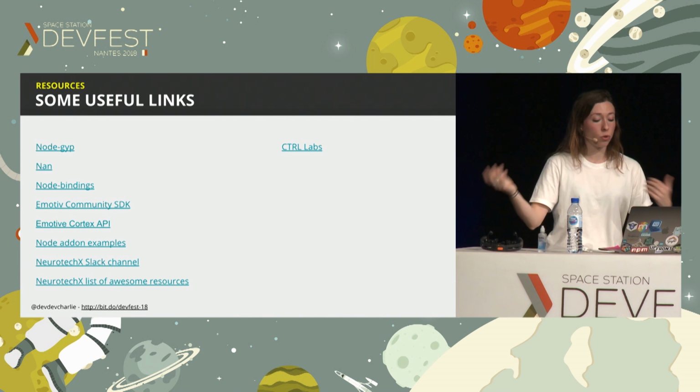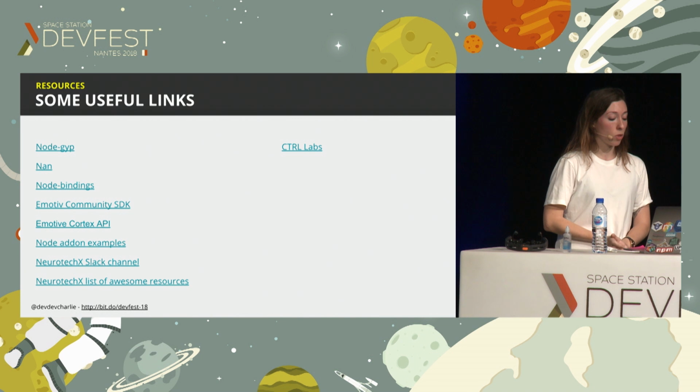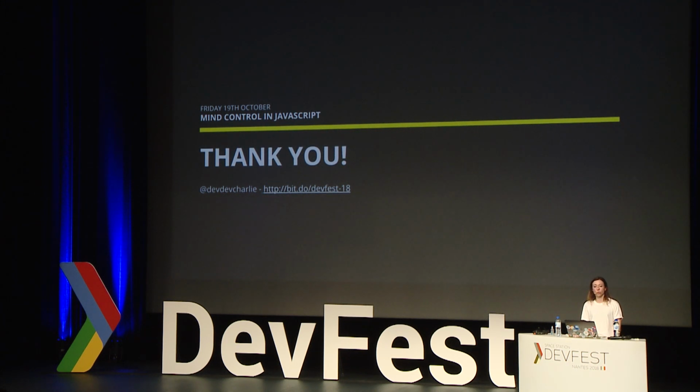And just a few useful links if you want to learn how to write a Node.js module. There is also a global Slack channel for people interested in neurotechnology called NeurotechX. They have a list of awesome resources about learning more about the brain and how you can track brainwaves. So that was pretty much it. I just wanted to show that these things don't have to be hard to get started with.